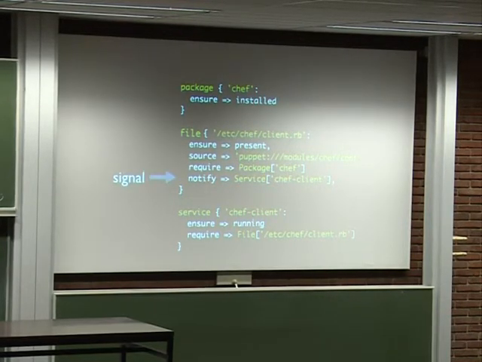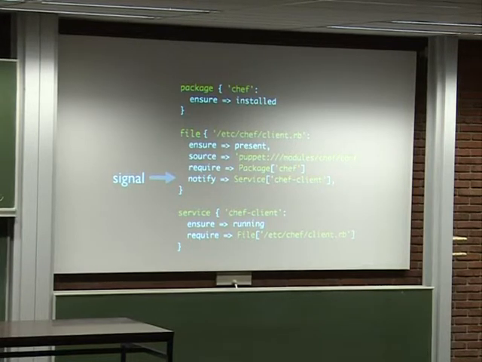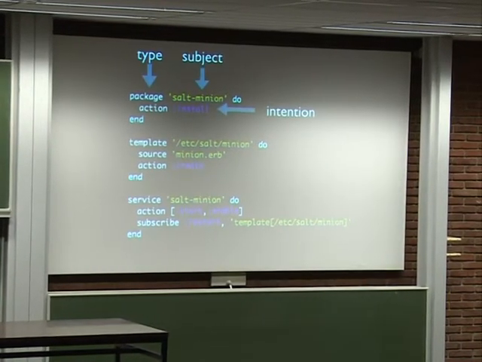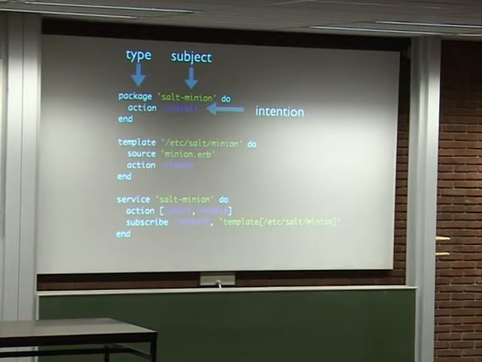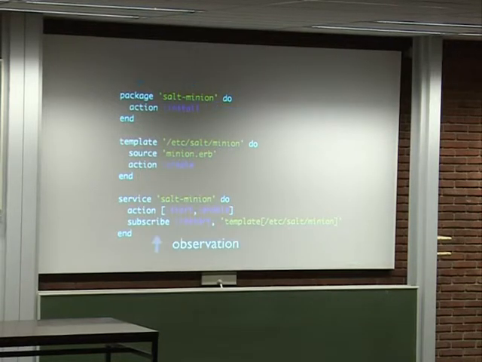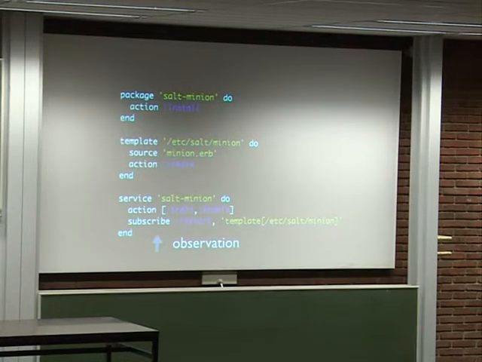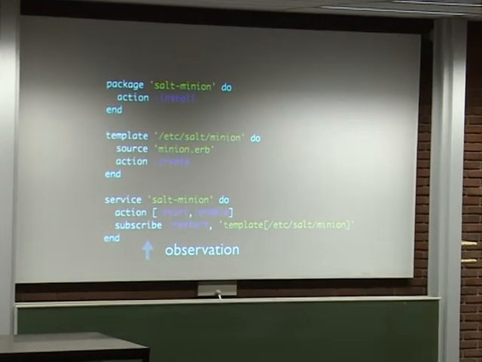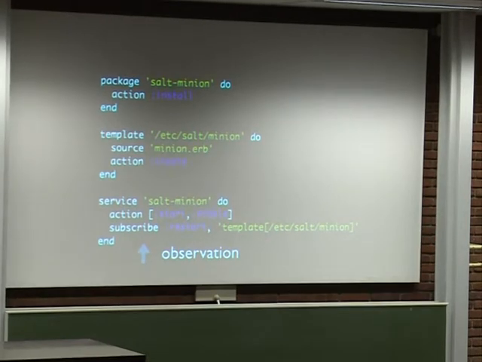Here we have a signal. The agents are observing each other. This one's notifying the service to restart. Chef, install some salt. Again, package, subject, intention, exactly the same. DSL doing the same things across all the languages. Again, observation, agents observing each other. So the service can actually subscribe to the template to see if it gets repaired, and say, I need to restart the service.